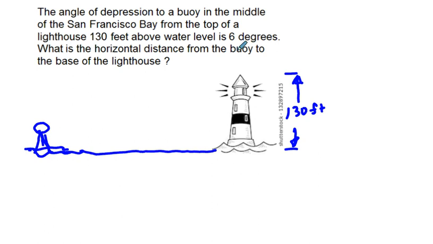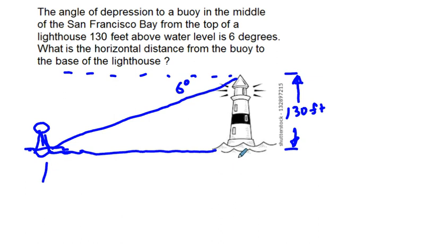And so, angle of depression to a buoy. If we look from the top here of the lighthouse, the angle of depression is down from here. So we look down from the top of the lighthouse, it's going to look something like this, right to the buoy here. So our angle of depression right here is going to be 6 degrees. And we want to know this distance right here. So here's our distance, our horizontal distance.